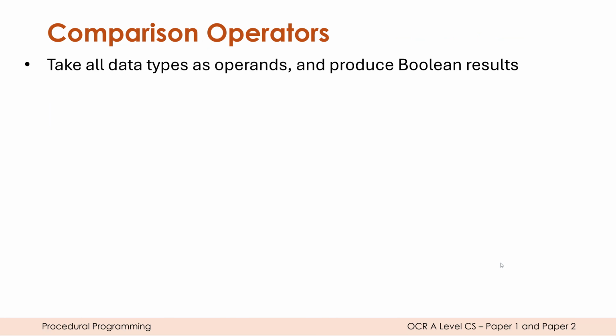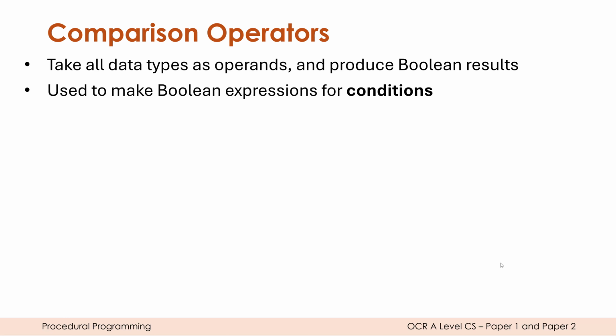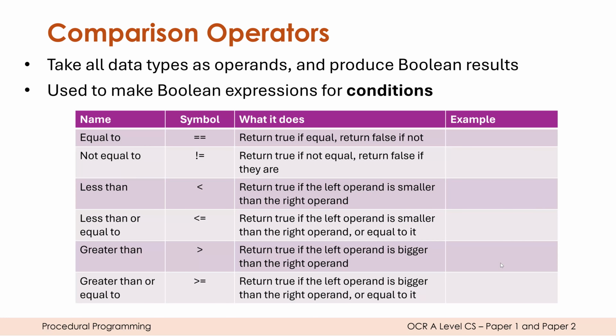Comparison operators are really versatile. They take all data types as operands, but they always produce a Boolean result. And we use these as part of conditions in if statements and while loops and things like that. So you obviously will recognize these. Most of these are fairly self-explanatory. We use 2 equal signs for comparison. 1 equal sign is used for assignment, so we have to always use 2 when we're comparing. Capital letters do matter, so lowercase h is not the same as uppercase H.